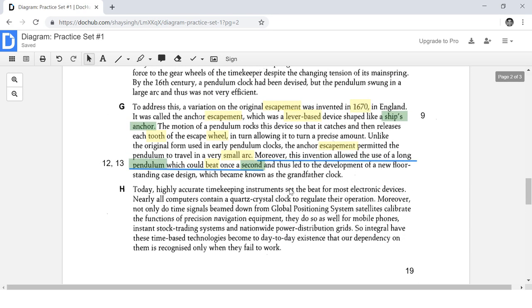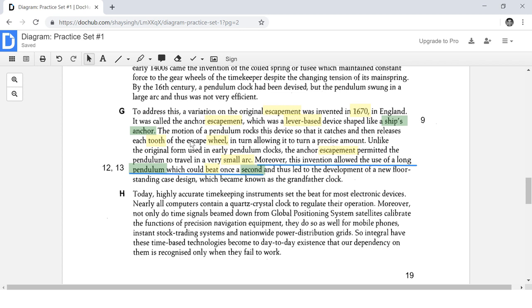So I actually already see some language about that in here. I see that it mentions tooth, which is something sharp, and here it mentions wheel. So I have a feeling I'm going to find my answer somewhere around there, probably my matching sentence. So I'm going to start reading this sentence over here. The motion of a pendulum rocks this device so that it catches and then releases each tooth of the escape wheel, in turn allowing it to turn a precise amount.